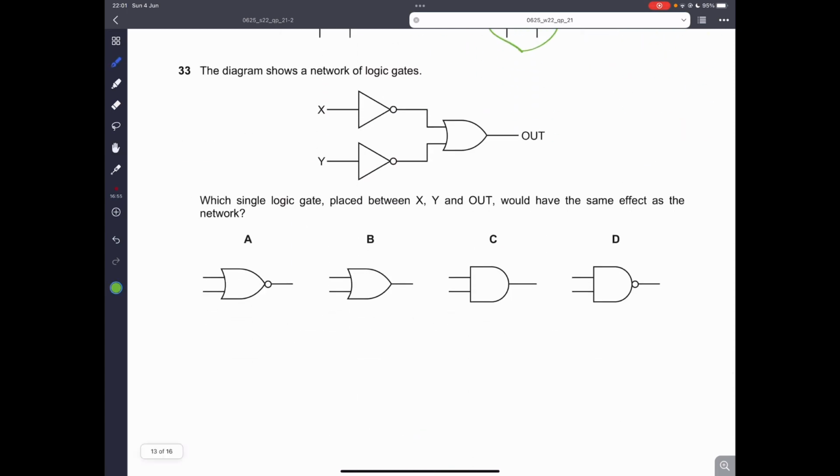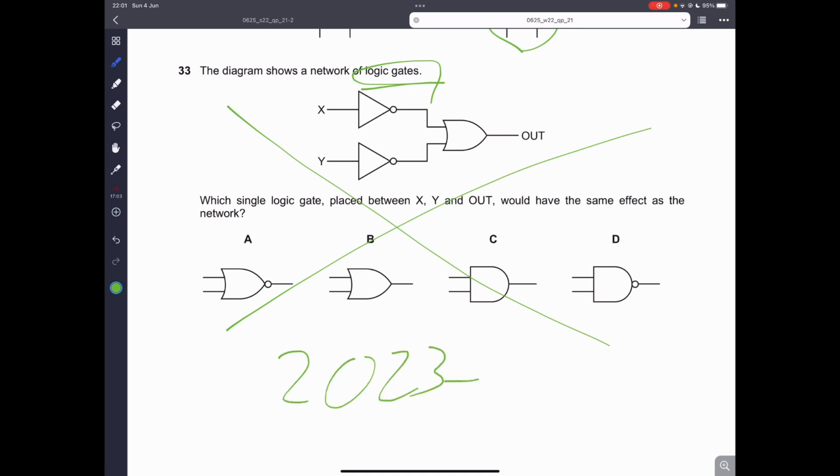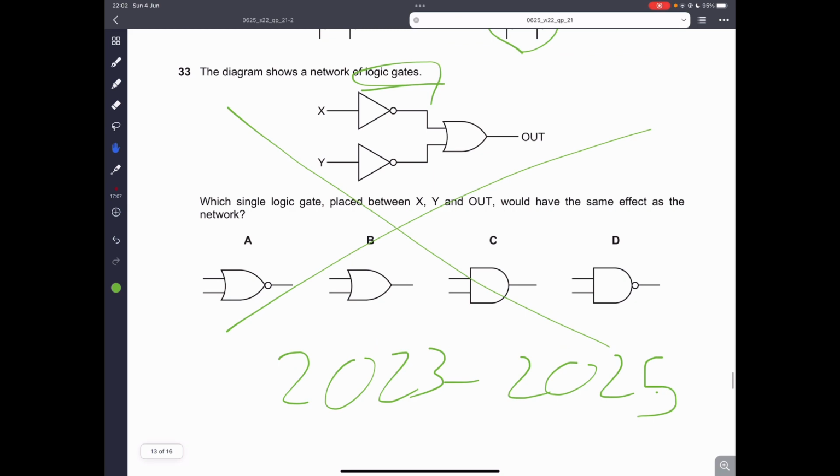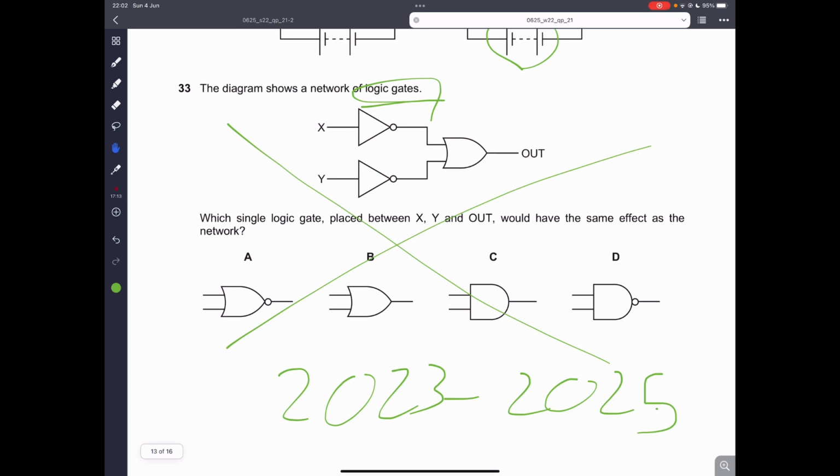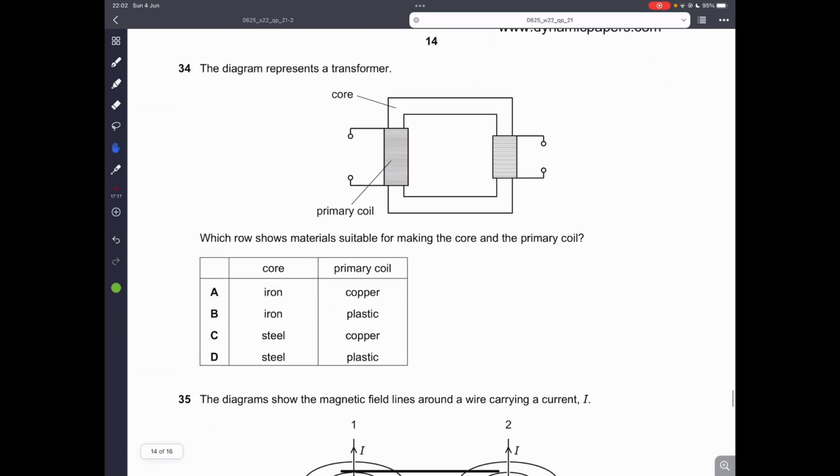Question 33. Okay, this question is about logic gates. We can skip this whole question because logic gates are not part of the 2023 to 2025 syllabus. It is completely removed. Instead, space physics is added as a result. So this year you might encounter some space physics multiple choice questions.